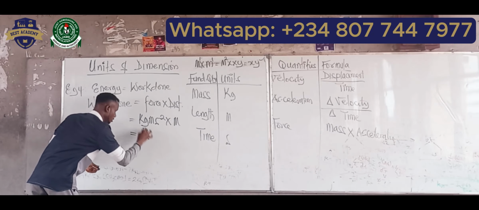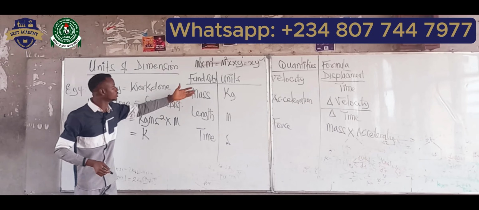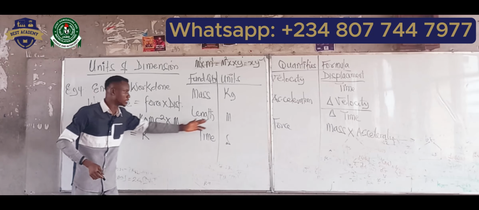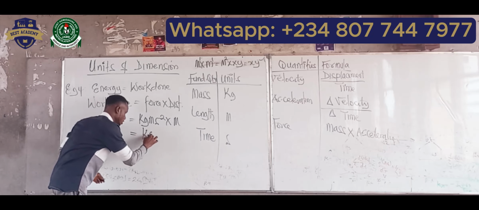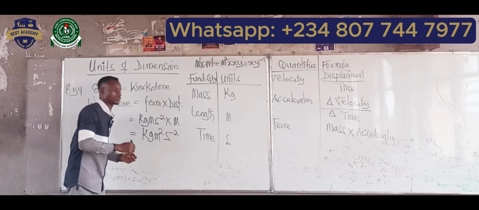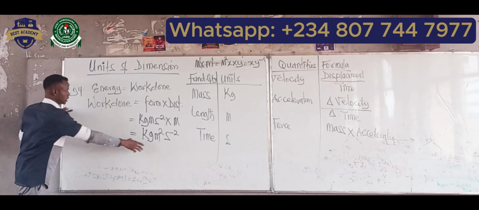So meter times meter is meter squared. Now how do I arrange this? I always arrange my units according to the fundamental quantity. Kg will appear first before meter. Meter will appear first before second. So it's going to be kg meter squared per second squared. So the unit of work done here is going to be this.